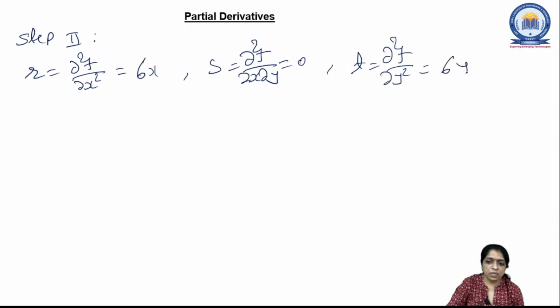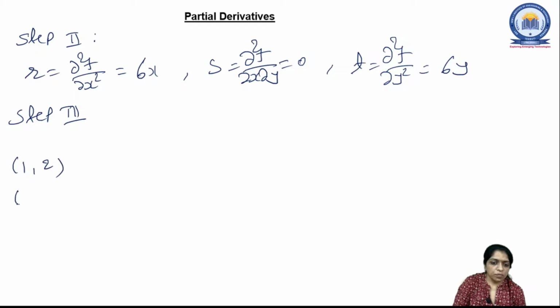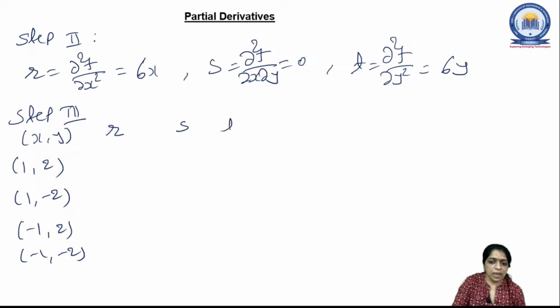Now we move to step 3. We have a total of 4 stationary points: (1, 2), (1, -2), (-1, 2) and (-1, -2). For these stationary points I will find r, s and t. Then I substitute these values in the formula rt minus s square, and then draw the conclusion.